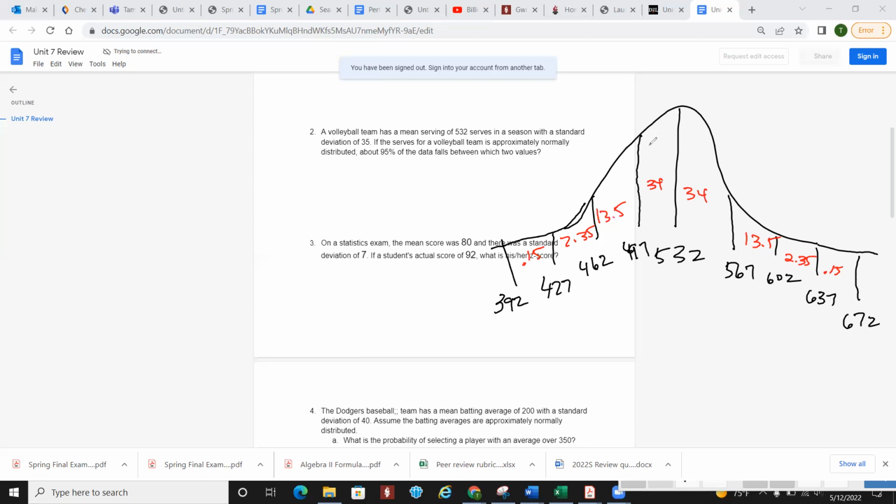So we want 95% of the data. Remember, our empirical rule states that the first standard deviation away is going to be 68%. 2 standard deviations away is 95%. So looking at our range, it would be from 462 to 602. So the data would fall between 462 and 602.